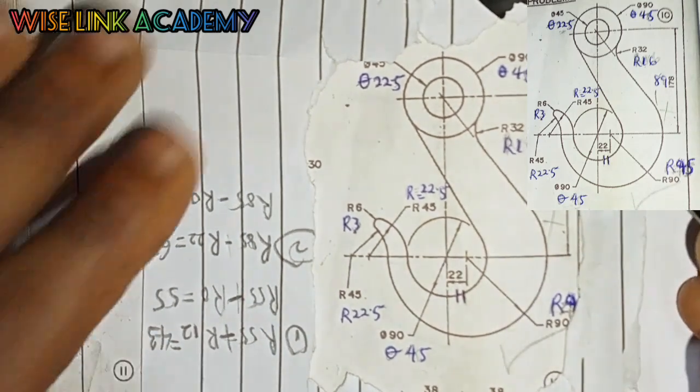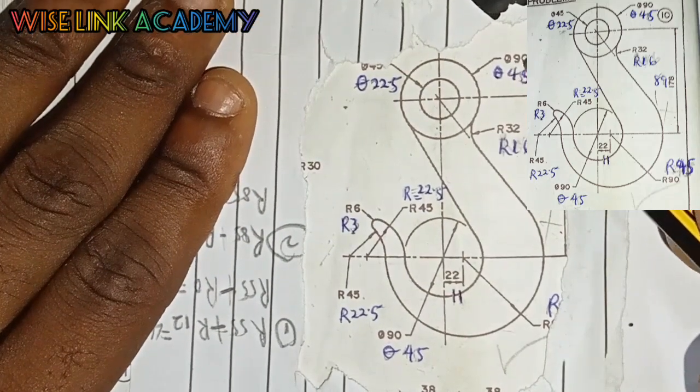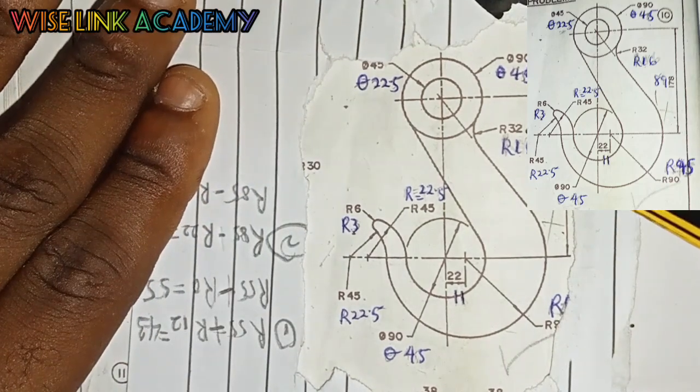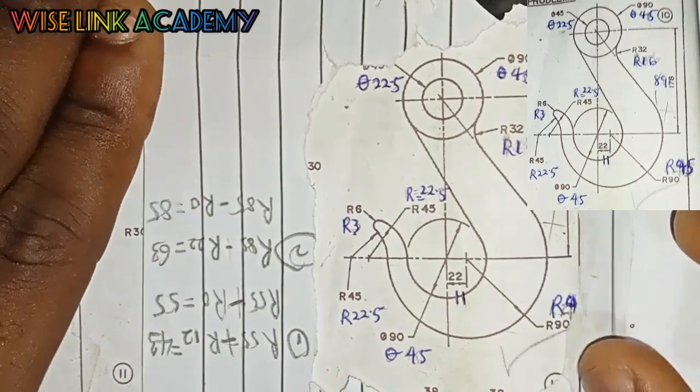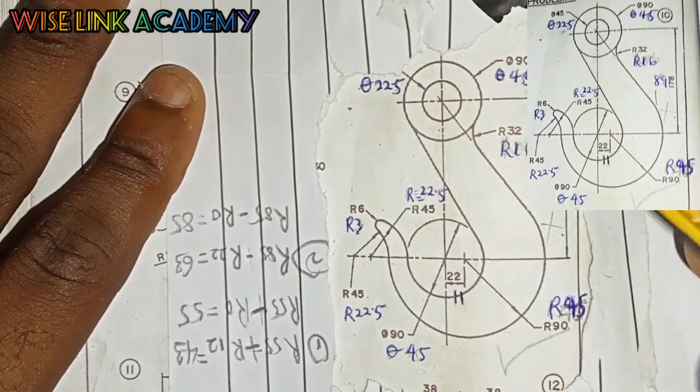So what do you observe? I have reduced all the measurements. Here is a diameter of 90, because it would be very large, so I reduced it. So everything has been reduced. You can see that. So now let's start. The first thing to do is what?